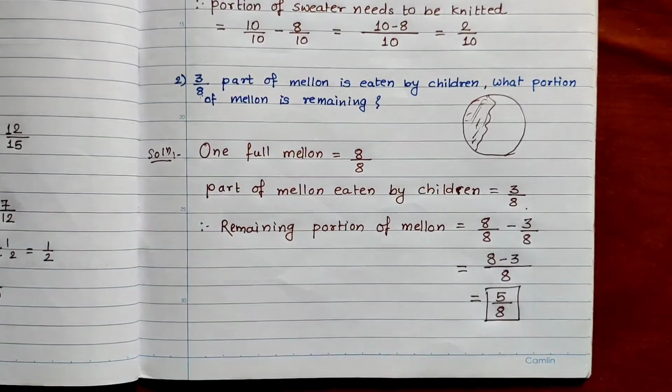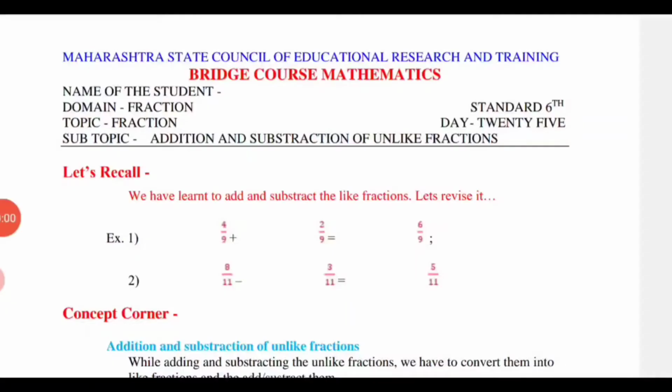In this way, you can solve these challenge corner questions. Okay, now let us go to day 25. Day 25 is again dealing with the area fraction. Topic is also fraction. Subtopic is addition and subtraction of unlike fractions. Now the fractions are not like fractions, that means their denominators are not the same.